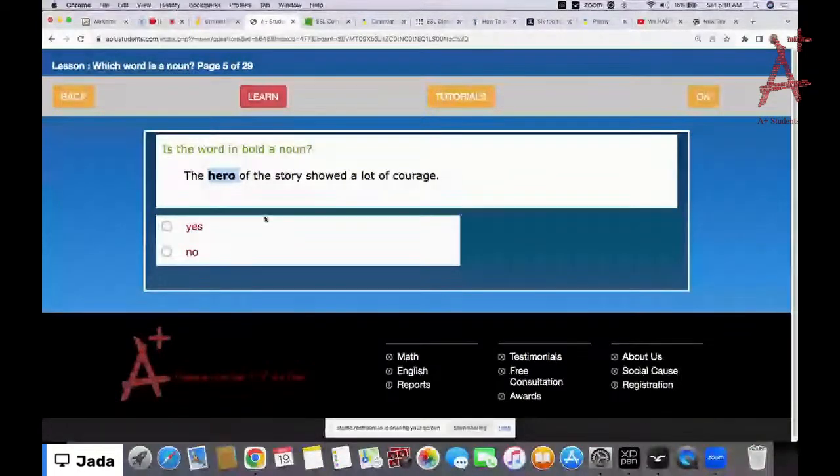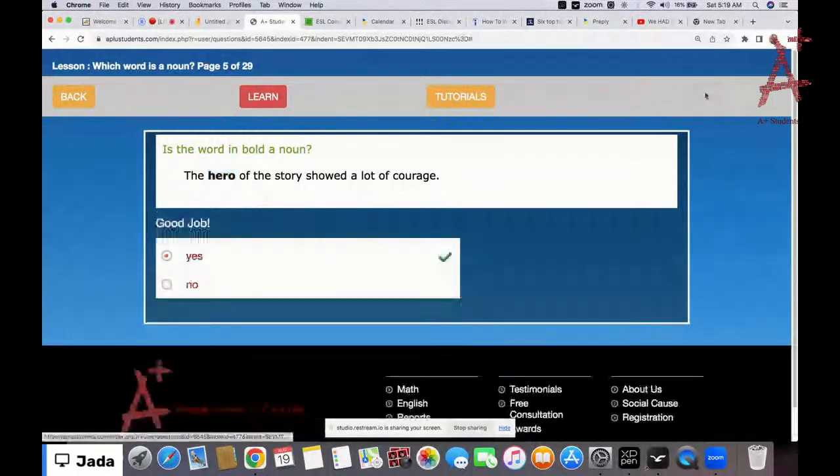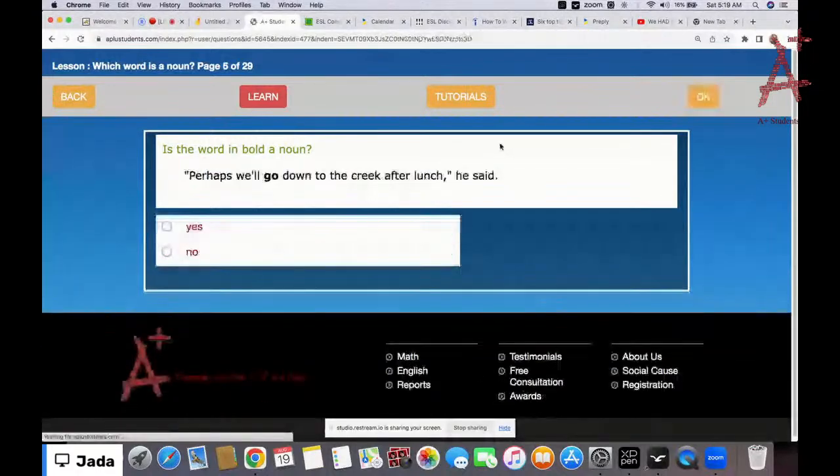We have yes for hero. Okay, one more answer. Let's see. Is hero a noun, yes or no? Yes. Okay, so let's click on it. All right, so that's correct. So hero is a noun. Okay, so now this is how you do it. This is how you identify which word is a noun. Yes or no.